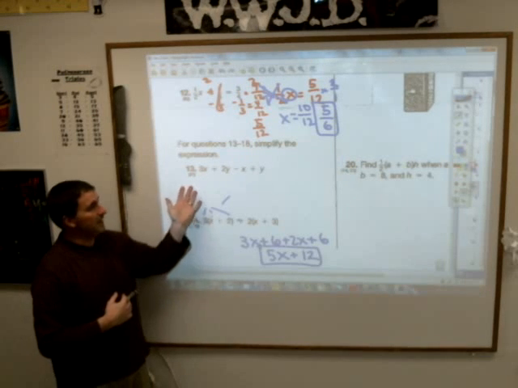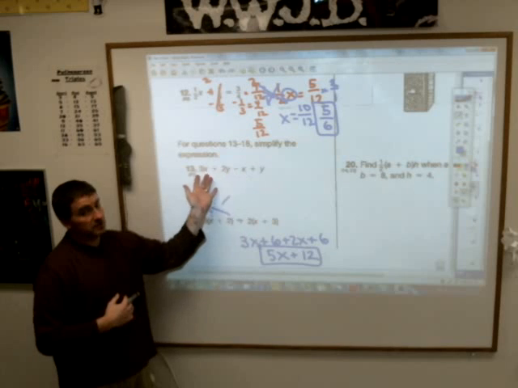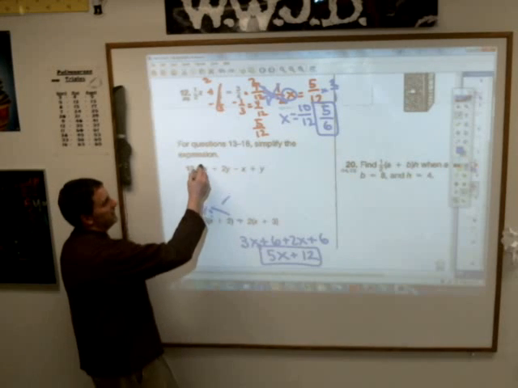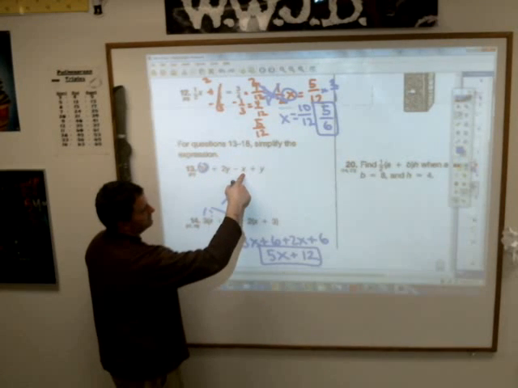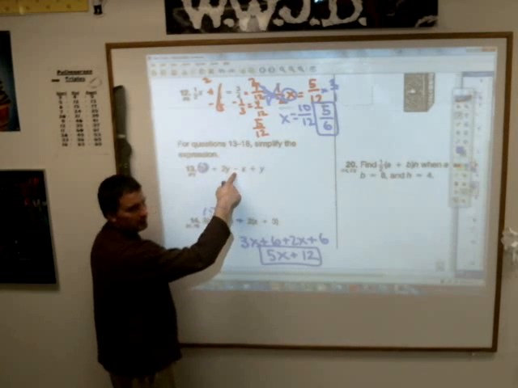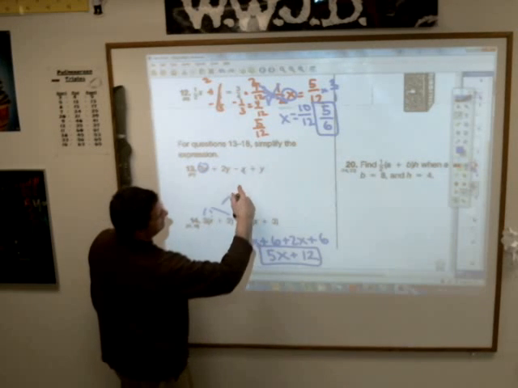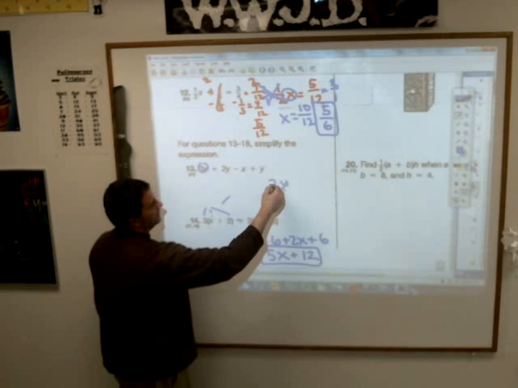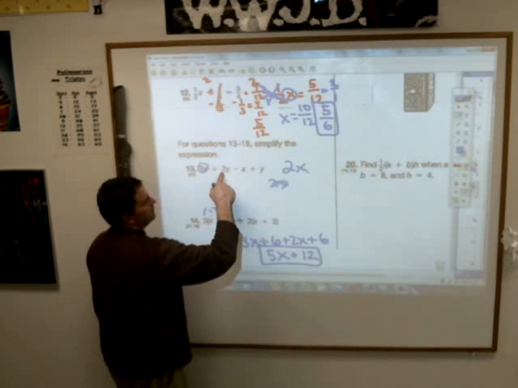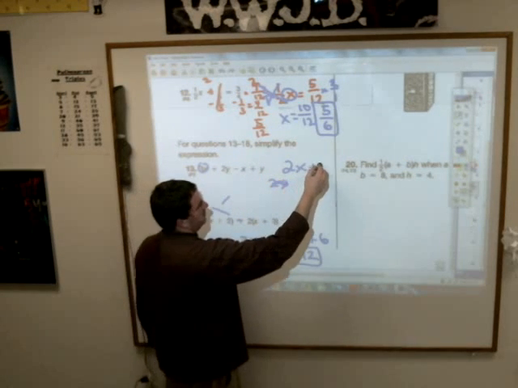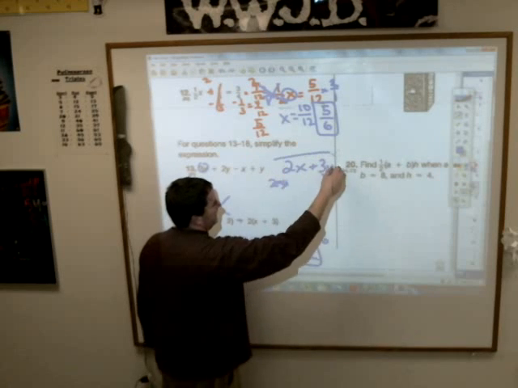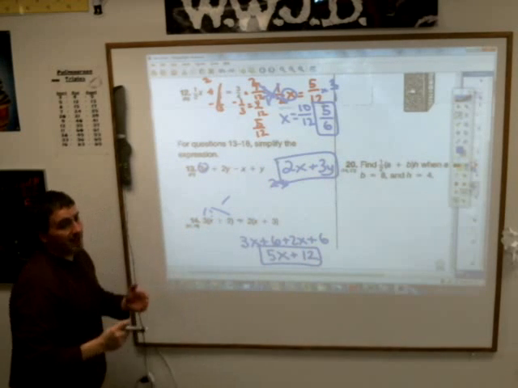Same thing with this one. I'm adding, I'm not multiplying, I'm not going to get x squareds because there's no x squareds there. 3 x's, is that minus x or plus? It's a minus x. So 3 x's take away an x gives me 2 x's. And 2 y's plus another y gives me 3 y's. I don't get any y squareds, I don't get any x squareds, I'm not multiplying.